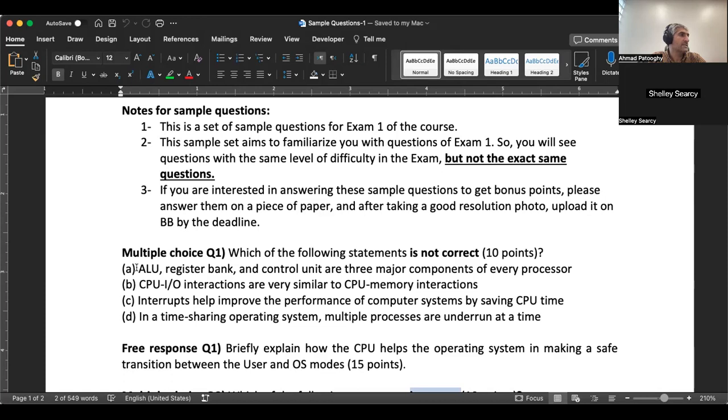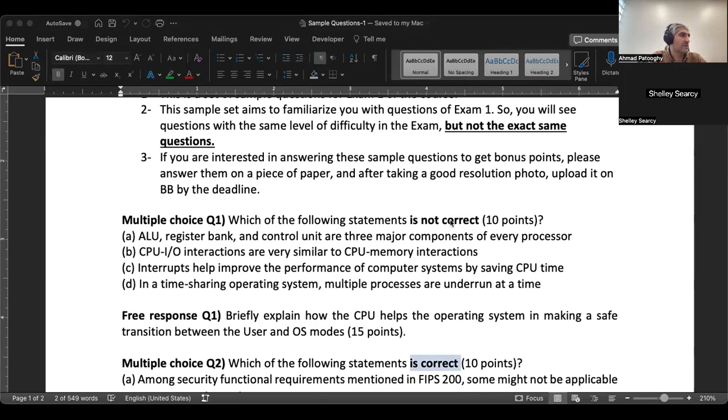Let's get started. Number A says ALU, register bank, and control unit are three major components of every processor. This seems to be correct because we have talked about this in the class, and I told you that these are the three major components of a processor. Let's go forward. Number B says CPU I/O interactions are very similar to CPU memory interactions. This seems not correct, but let's check C and D, and then we'll get back to see if this is the actual answer.